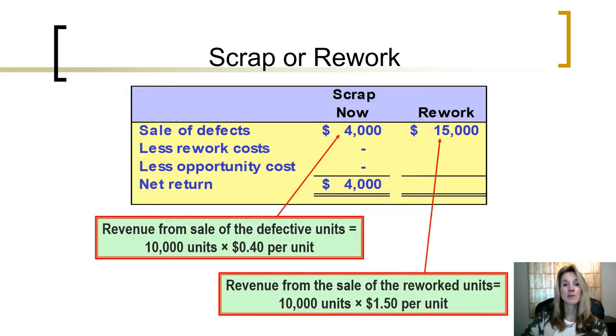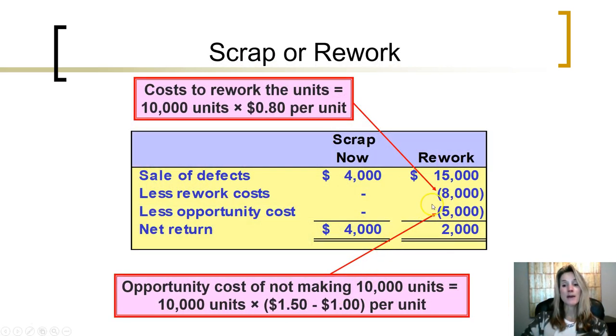So let's see whether they should go ahead and scrap or rework the products and sell the reworked product. If they were to sell the defects, they could sell them for 40 cents a piece. 10,000 units, they could bring in sales of $4,000. If they are to rework them, ultimately they will be able to sell them for their regular selling price of $1.50 per unit. 10,000 units, $15,000.